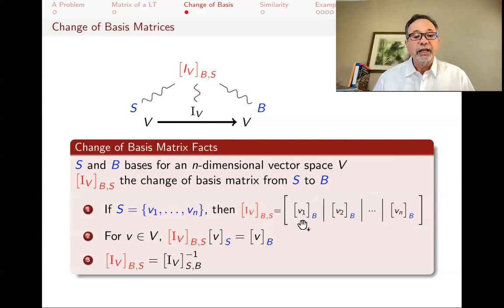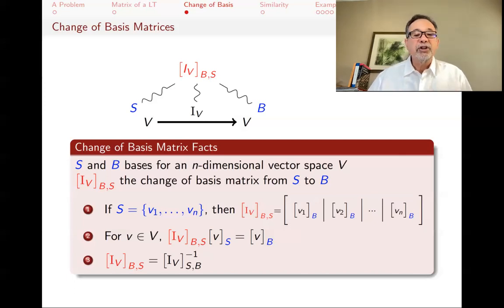But the third one tells you that if you wanted the change of basis matrix from S to B, it's also the inverse of the change of basis matrix from B to S. So first of all, these matrices are always invertible, but also going one way and the other are going to be inverses of each other.